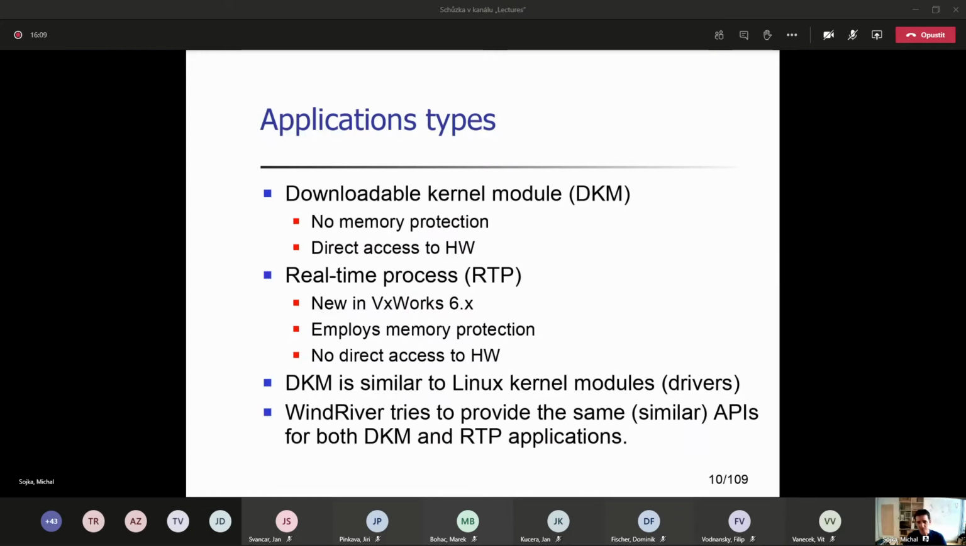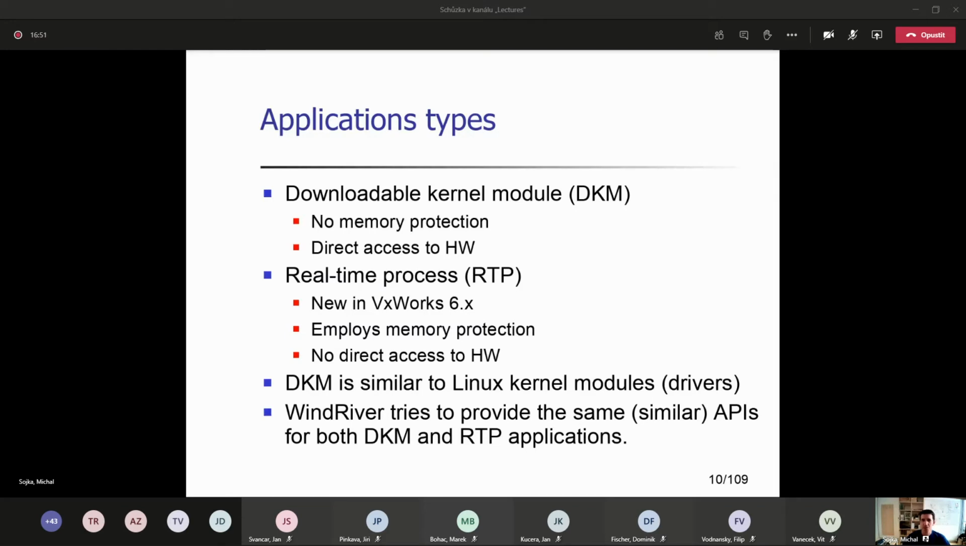And now, which kind of applications can we write for VxWorks? We have already seen in the labs that when you are starting a new project in the development environment, you have to select the type of the project. Among the available types, there is a downloadable kernel module, which we tried last week. And there is also a real-time process, and we will play with real-time processes next week. So what is the difference between those two?